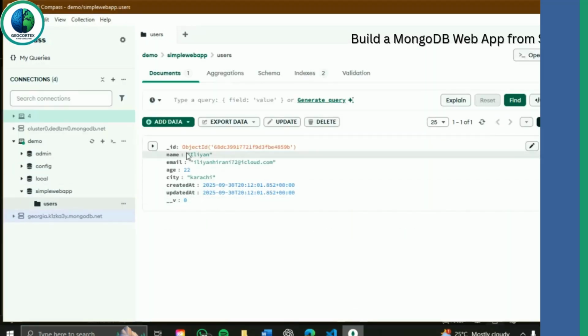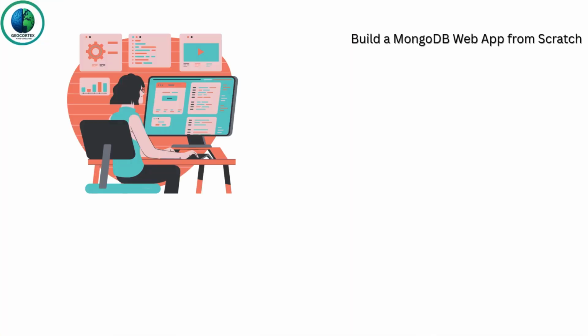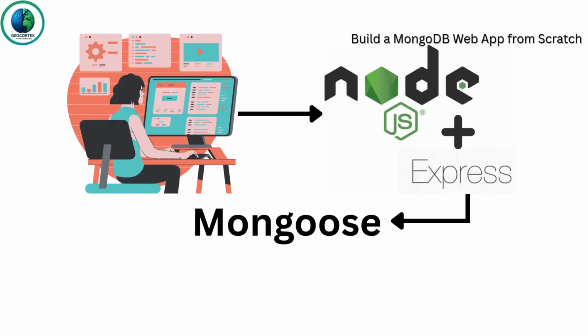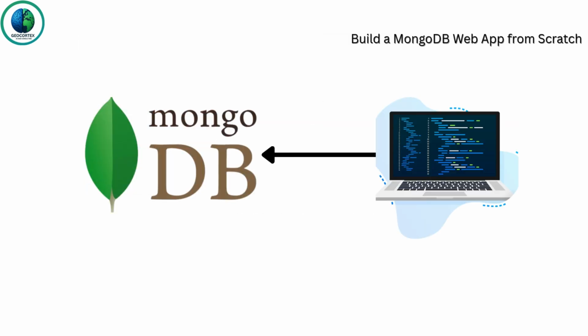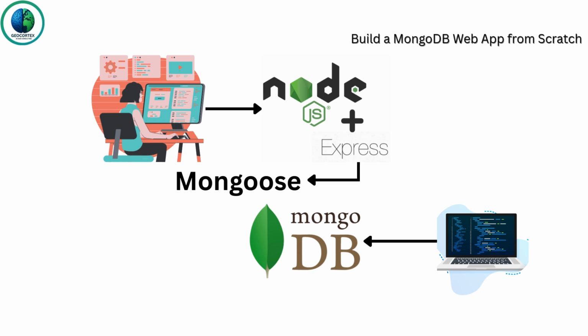Let's understand what happened behind the scenes. The user interacts with the front end. The Express server handles requests via Mongoose, and the MongoDB database securely stores everything. This is the simple setup, which is the foundation of all full-stack apps. You now understand how data travels, where it's stored, and how APIs bring everything together.